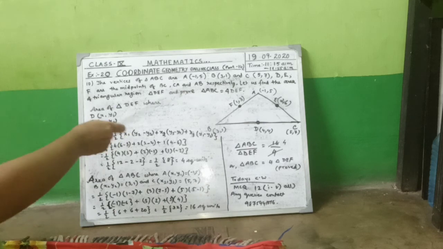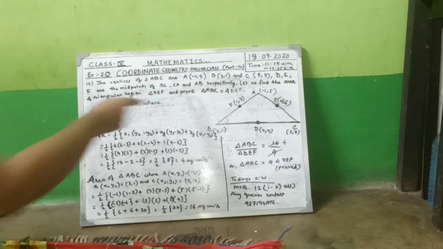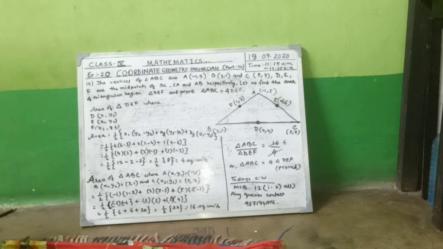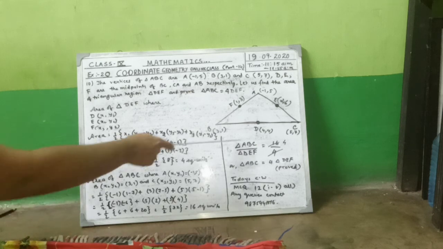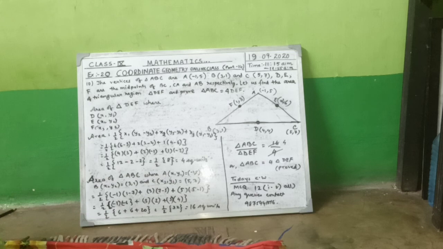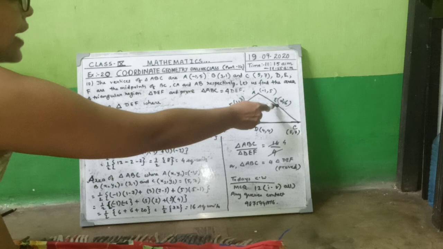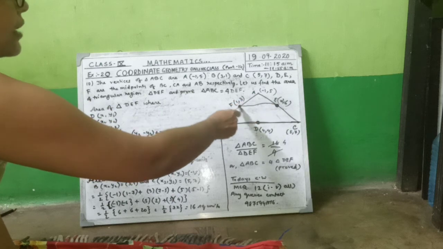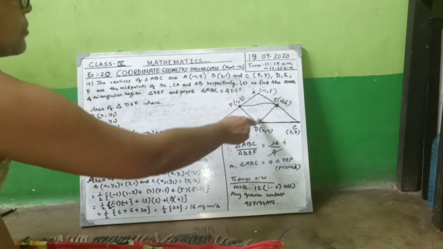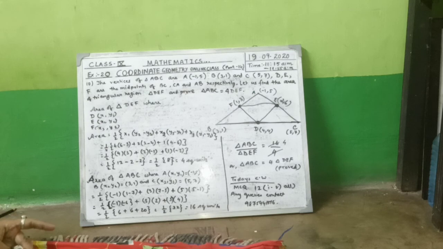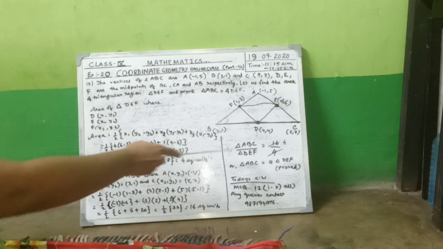Now we have come to the end part of the sum. Prove triangle ABC is equal to 4 times triangle DEF. So what will we do? We will just divide triangle ABC and the mid triangle. You can see the mid triangle. This triangle, it is the mid triangle, alright. If you join it, it is the mid triangle DEF.